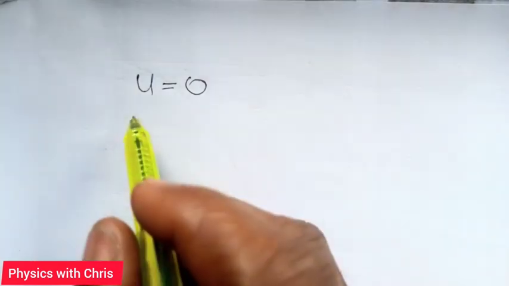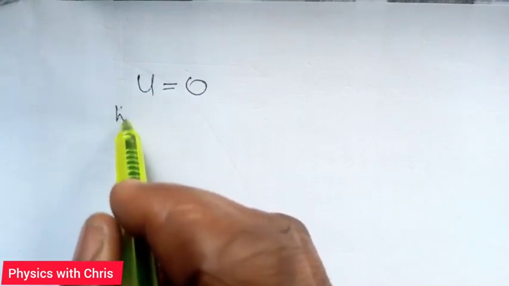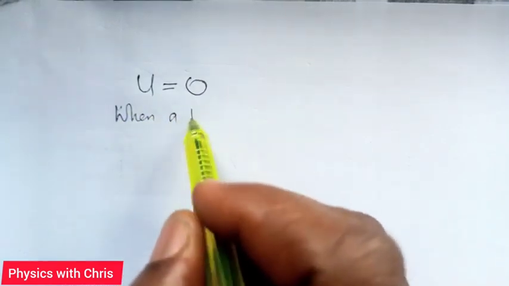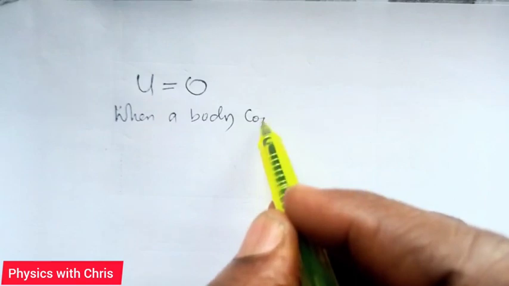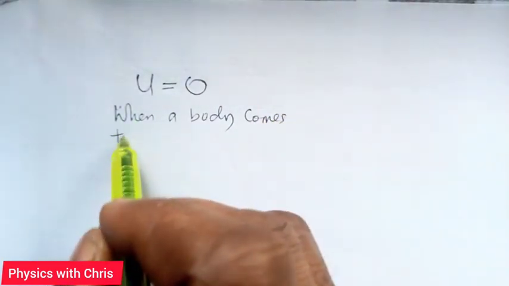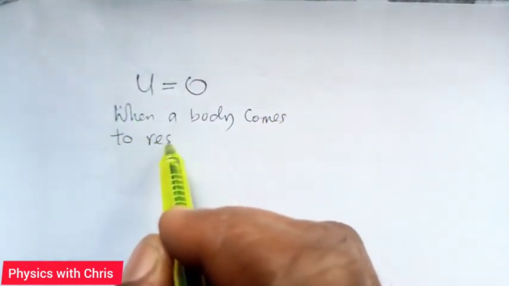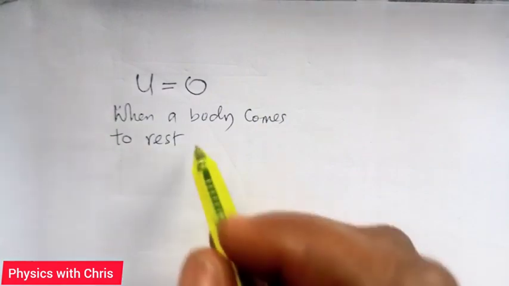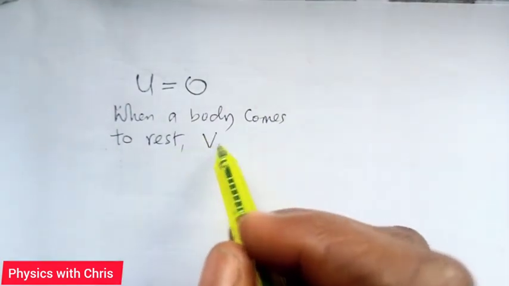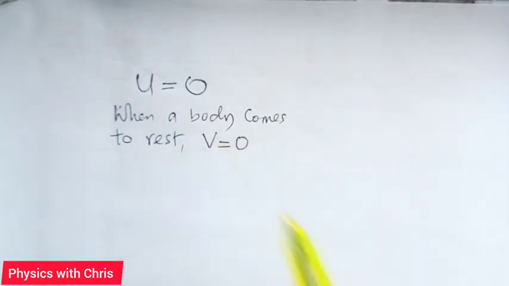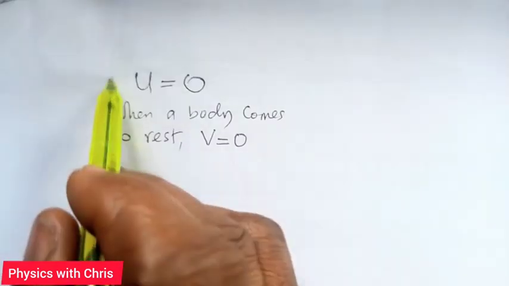Again, when a moving body comes to rest after the application of brakes, then its final velocity v is 0. So with this, because all these two will not be told to you, the examiner will not even tell you that, they expect you to know. That's number one. Then number two is this.